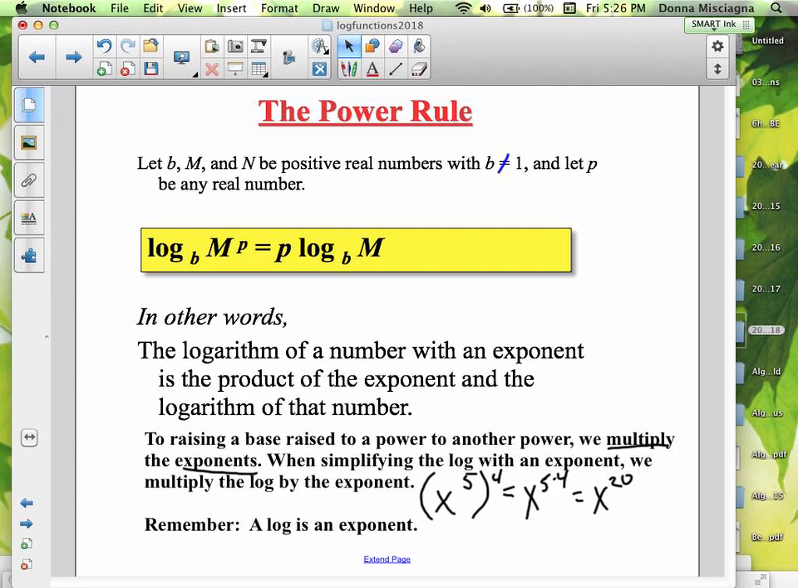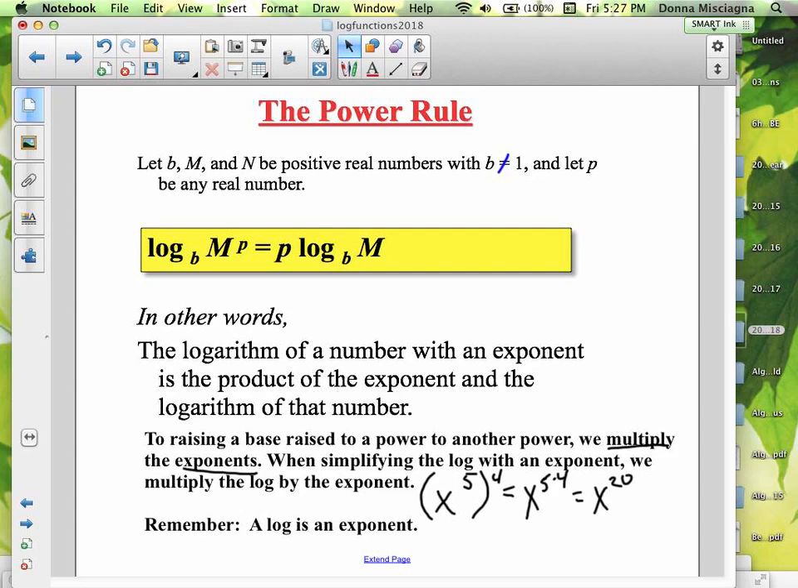When we're simplifying the log with an exponent, we multiply the log by the exponent. All right, so for instance, if we had x to the 5th, all raised to the 4th power, we would just make that x to the 20th power. We'd multiply those exponents. Well, log is just an exponent, and we can do the same thing. If we have a log, which is an exponent, raised to a power, that just means we have an exponent raised to a power, we're going to multiply it.